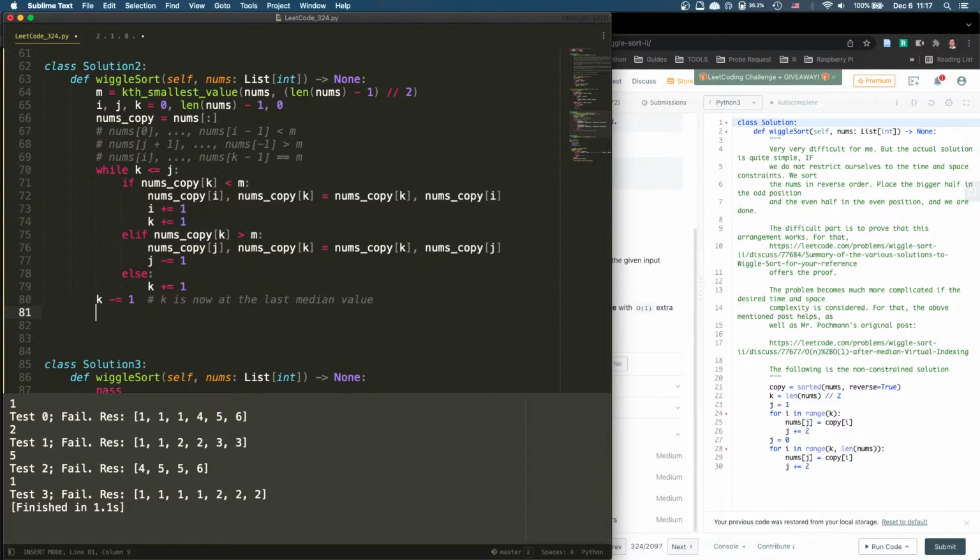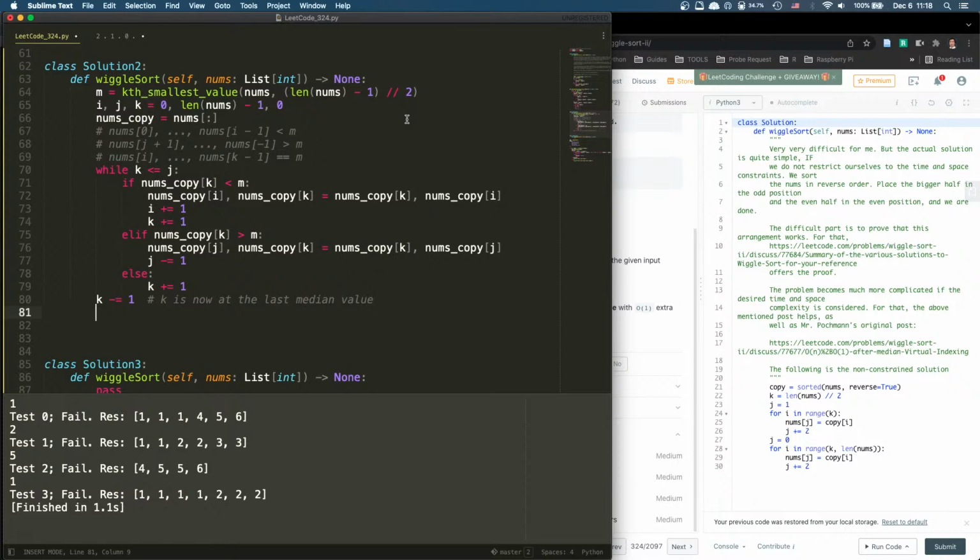Well, actually, what is it? K is pointing to the last median value, and I is pointing to the first median value. And K and I doesn't really matter because all matters is nums copy now is sorted. So we just need to get the median, this position, right? So this is the position that we need to handle. We grab this position and we go reverse order.